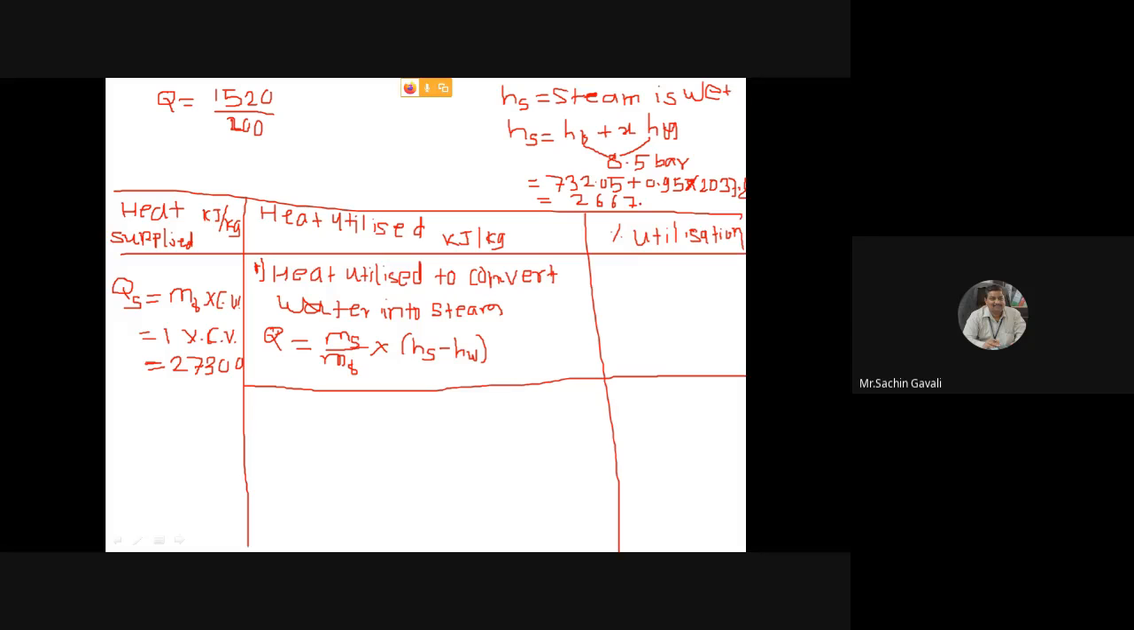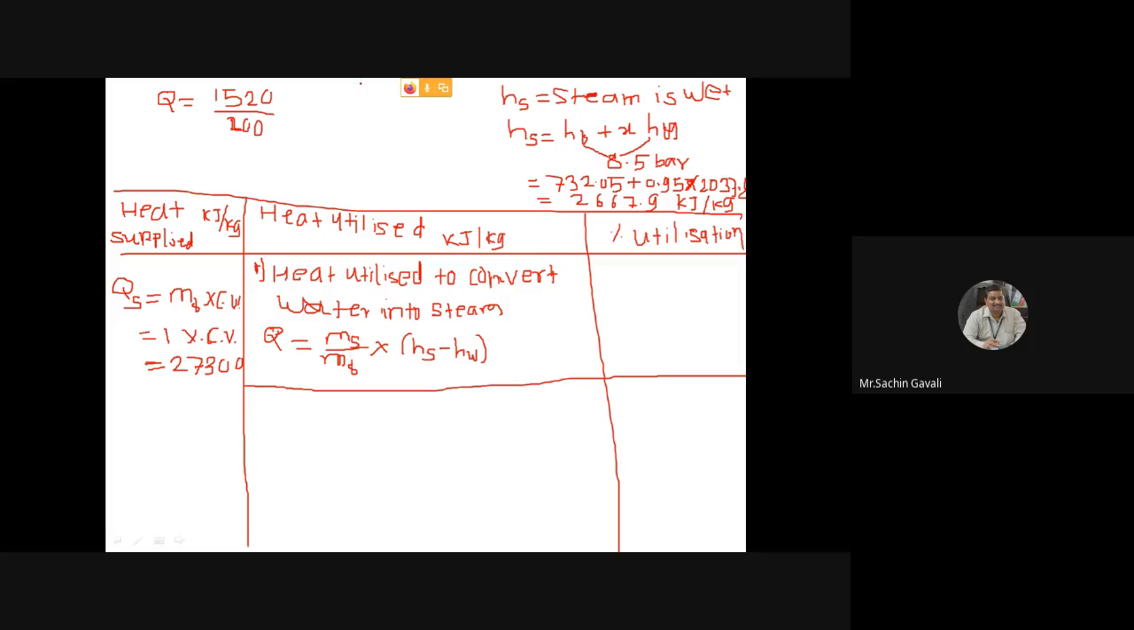2667.9 kilojoule per kg according to Prathamesh Patil. Okay, Prathamesh, all are getting the same answer. Everybody understanding? Okay, HS is equal to 2667.9 kilojoule per kg.